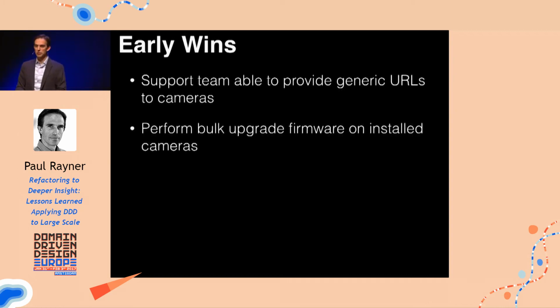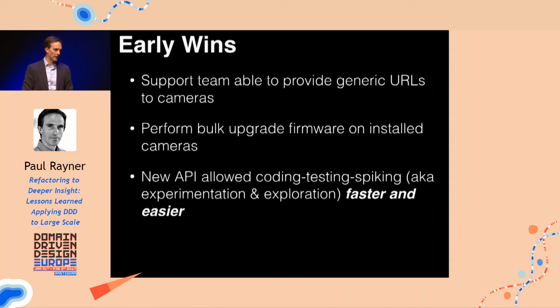The other thing we were able to do with this was perform a bulk upgrade of the firmware on the installed cameras using the same kind of technique from the Ruby side. And from our perspective as developers, what this allowed us to do is, in Ruby and IRB, construct arbitrary commands and send them through to a camera. One of the things I want you to see here is this is a tiny change, but what it allowed us to do was shorten our feedback loop down to something we never had before.